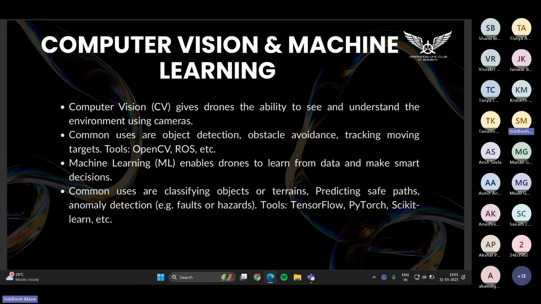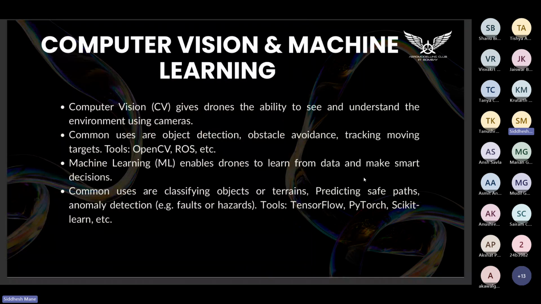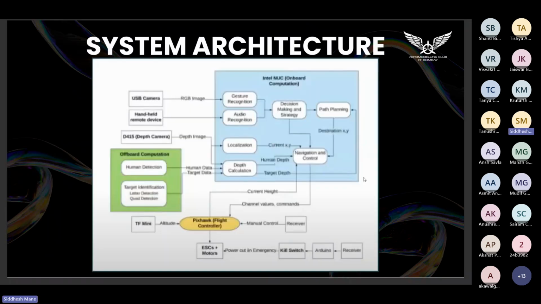Coming on to the next, there's computer vision and machine learning. I guess most of you might be familiar with these words. Consider the same example of the flood rescue drone. Say it has reached the particular location which we told it. After reaching, it uses cameras to capture the surroundings and locate the victim, right? That's where computer vision comes in. Computer vision gives the drone the ability to see and understand the environment, and with the help of machine learning, it uses data to make decisions. Next is the system architecture. Ayush will be explaining about it.